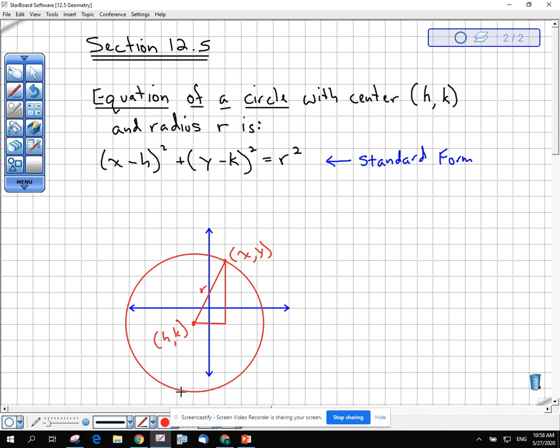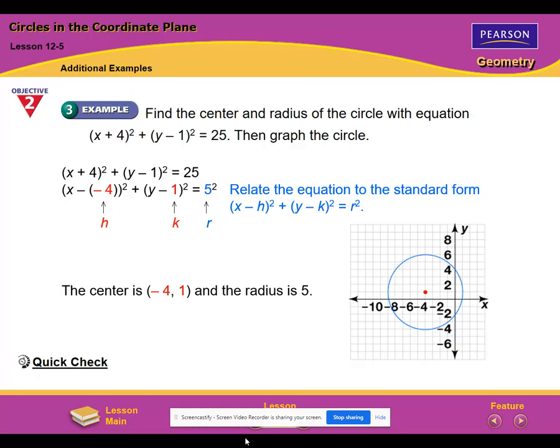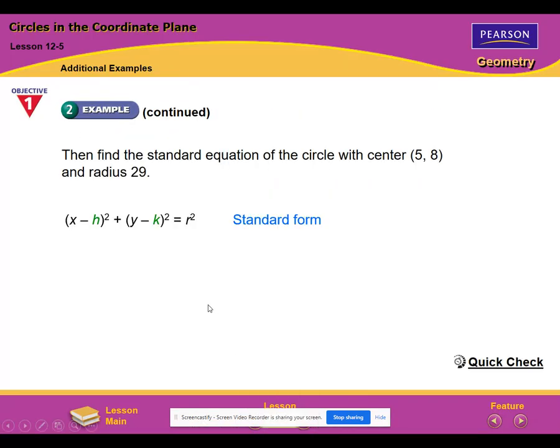Now, a couple of examples. Not that one yet.